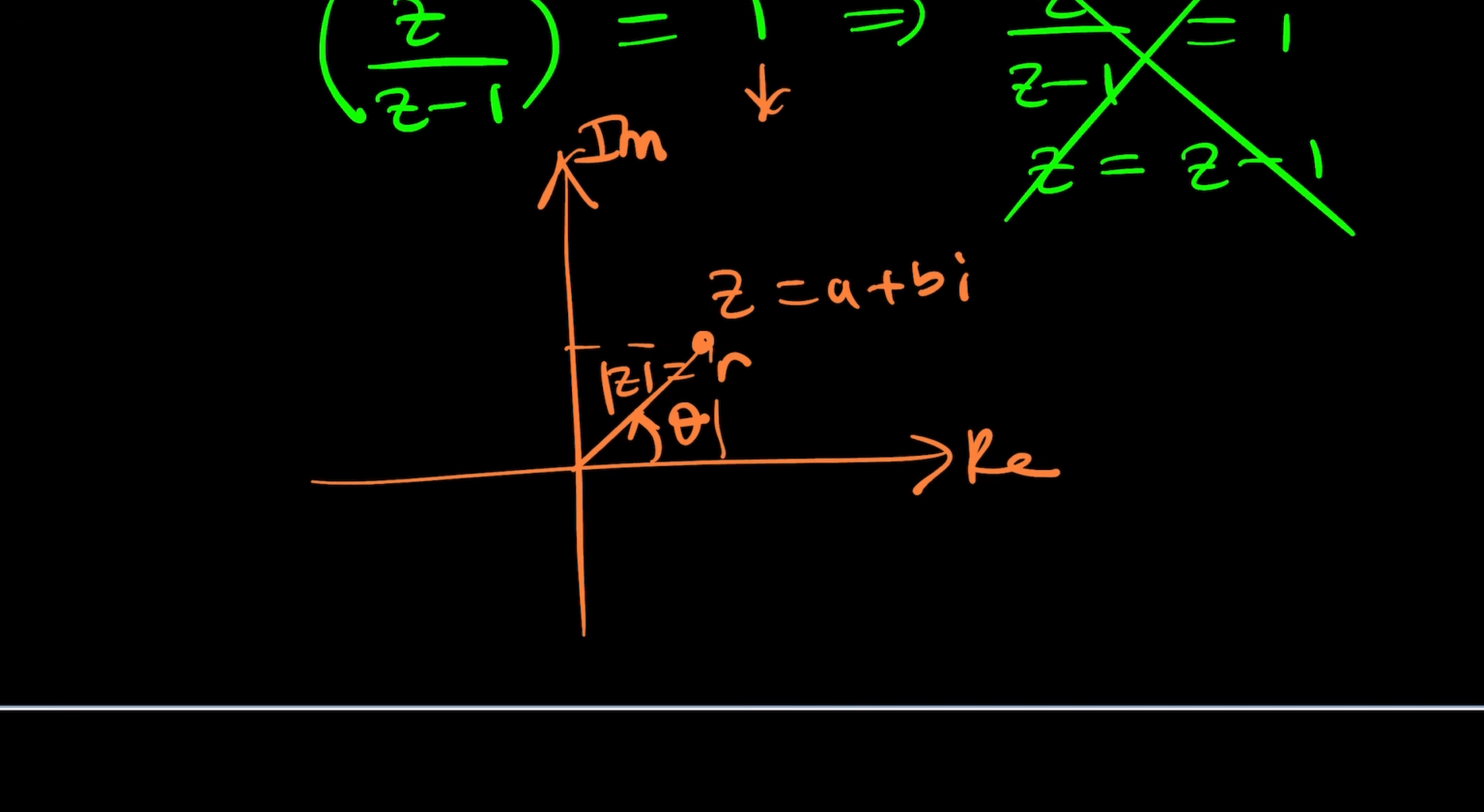Okay? So you do need two things for a complex number in order to put it in polar form. The angle and r. The modulus, the distance, and the angle. The angle is also called the argument.